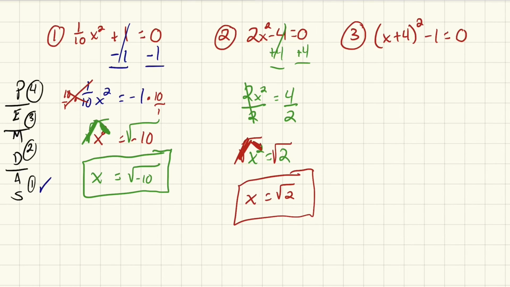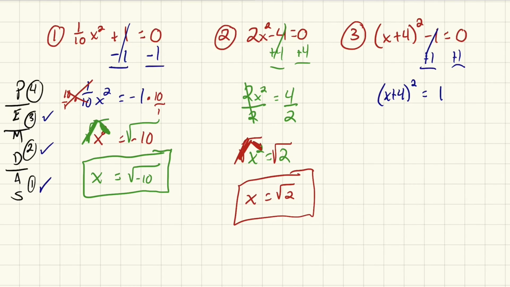So our first step is addition and subtraction. We add 1 to both sides. That's going to give me x plus 4 squared equals 1. So now we check for multiplication and division. We don't have any. Now we go to exponents. And I see that I do have an exponent. So to get rid of that exponent, I have to take the square root.